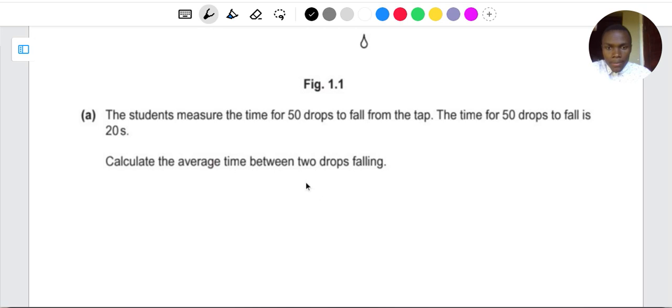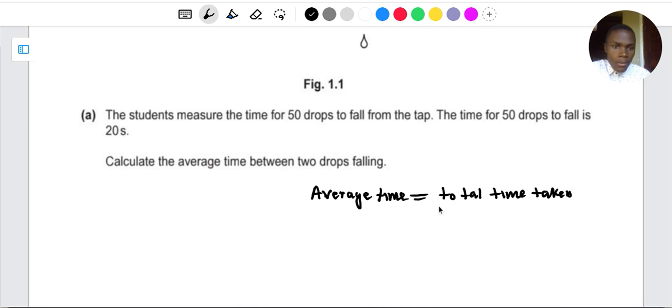We need to write the formula. So we are looking at the average time. So I'm just going to say average time. Okay, so we have average time, which is going to be equal to the total time. So we have the total time taken, then divided by the number of drops. So number of drops.